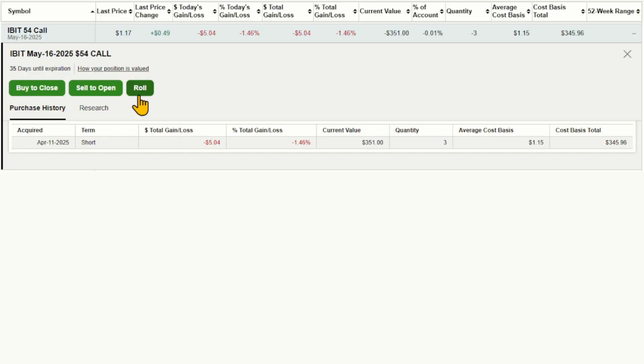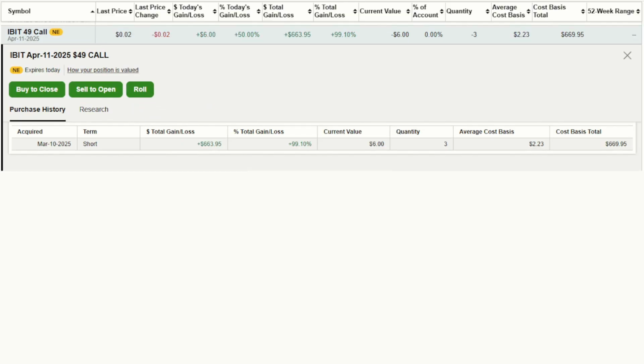And then the next thing is a roll, right? And that's what we're going to show you next. So for example purposes only, let's run through rolling an option. In this case, I've got an iBit $49 call. I've squeezed everything out of this, right? So I've collected 99.1% of the premium. So when I sold this, I sold it for $670.